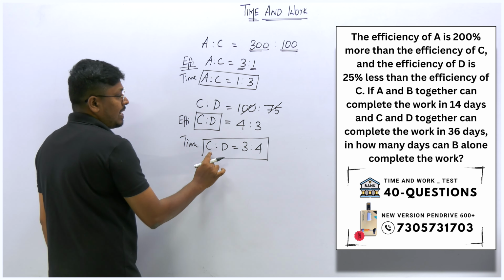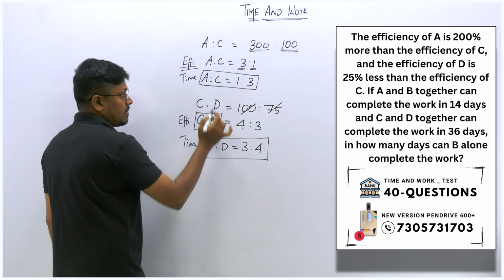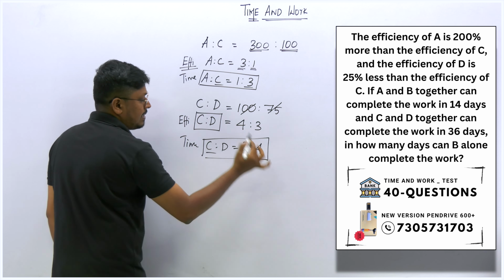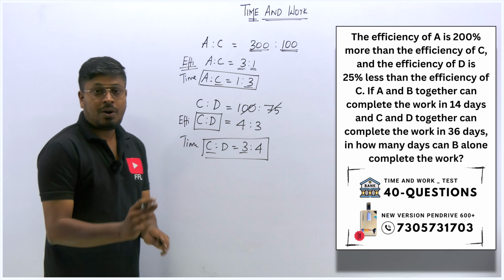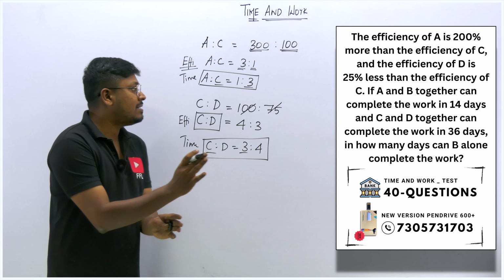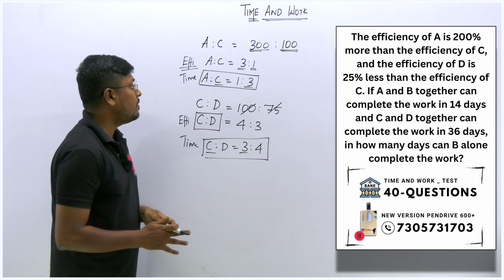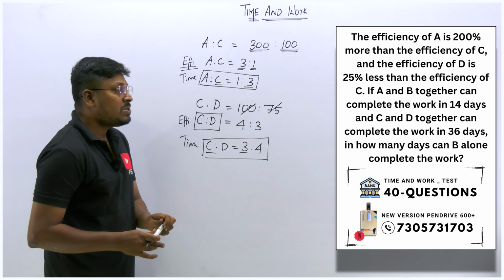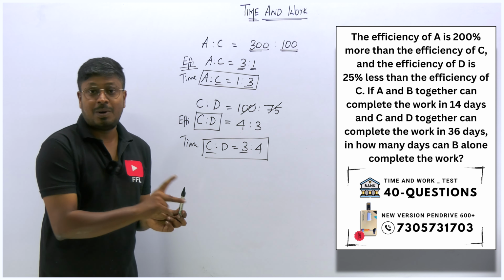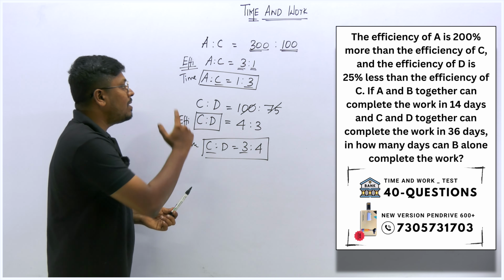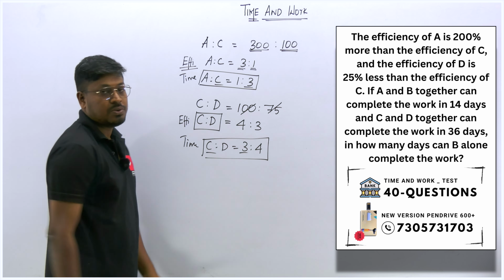So here also we have C's ratio as 3, right? Here C is 3, and here also C is 3. So now we found the ratios for A to C to D, but B is unknown, right? We didn't find the value for B. Our target is to find how many days B alone takes to complete the work. Initially we found A to C and C to D.